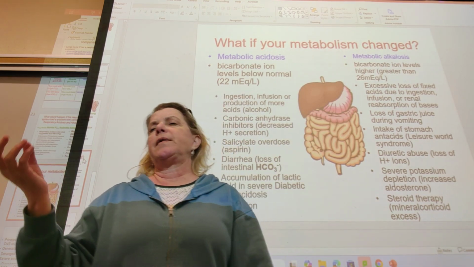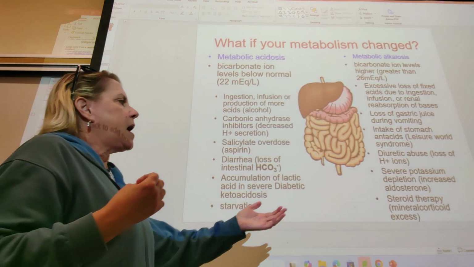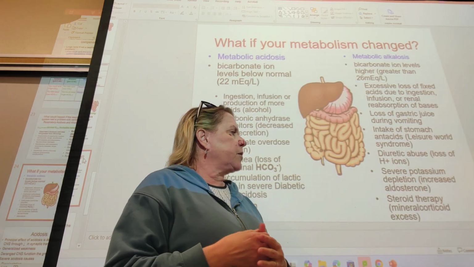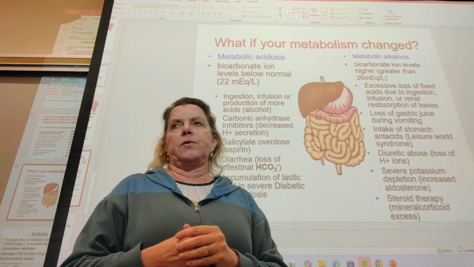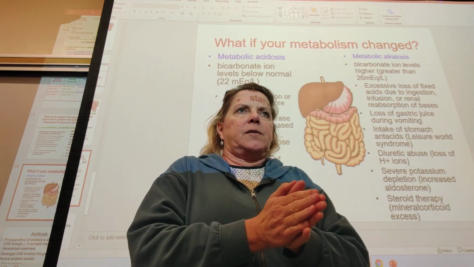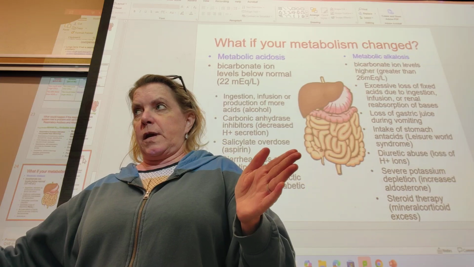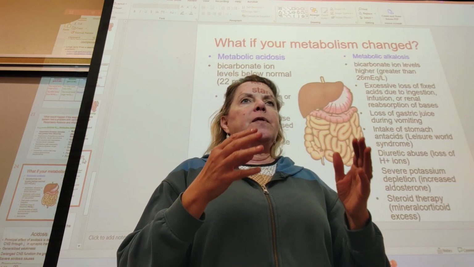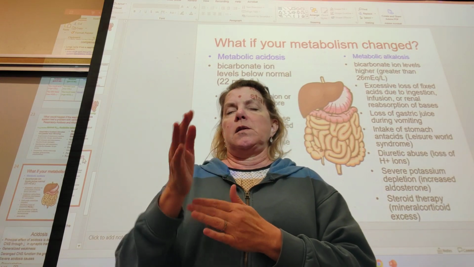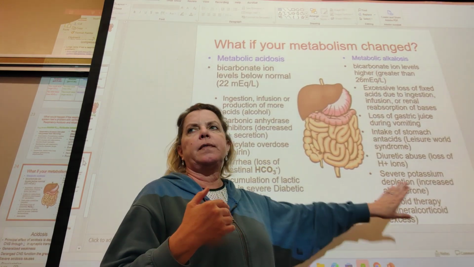Metabolic alkalosis, do they have Leisure World syndrome? That's what we call it for elderly people that are taking a lot of antacids. That's sodium bicarbonate. They're ingesting something. Do they have potassium depletion or steroid therapy, like they're taking too much aldosterone? Here's a good rule of thumb. If the patient has hypokalemia, look for the alkalosis. They go together. If the patient has hyperkalemia, look for the acidosis. I won't test you on that, I just want you to know that that can happen.